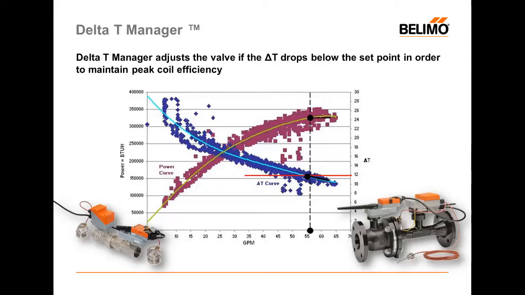By restricting the flow, we'll drive the Delta T back higher, but due to the inefficient nature of coils at high flow, we see little or no reduction to the amount of load that can be delivered to this space. So again, we're still achieving in that area of 325,000 BTUs, but we're using significantly less water to do it.